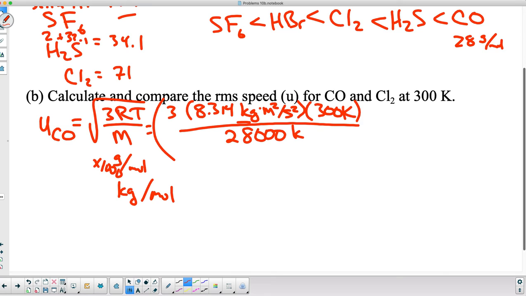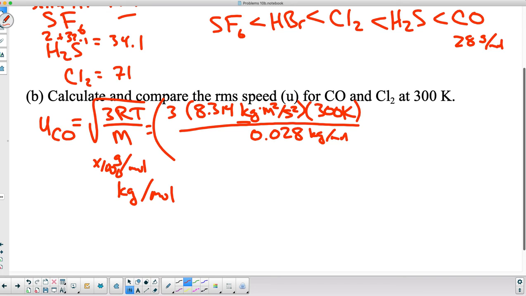If I change that, I can do 28,000 kilograms per mole. I did that the wrong way. The decimal point goes in the opposite direction. Sorry about that. It's been a while since I've done one of these. So it would be 0.028 kilograms per mole, like that.